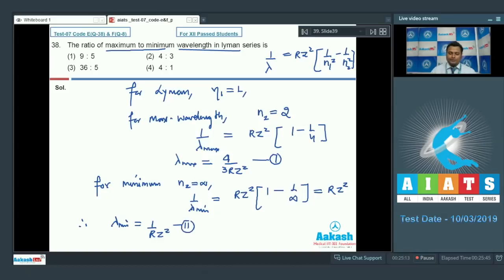We are supposed to calculate the ratio of lambda max with respect to lambda min, which is given by 4 by 3 R Z square, all divided by 1 by R Z square, and after solving we will get the answer as 4:3. So this is our final answer, 4:3, and we will go with option number 2, which is absolutely correct. Now let us proceed to the next question, that is question number 39.